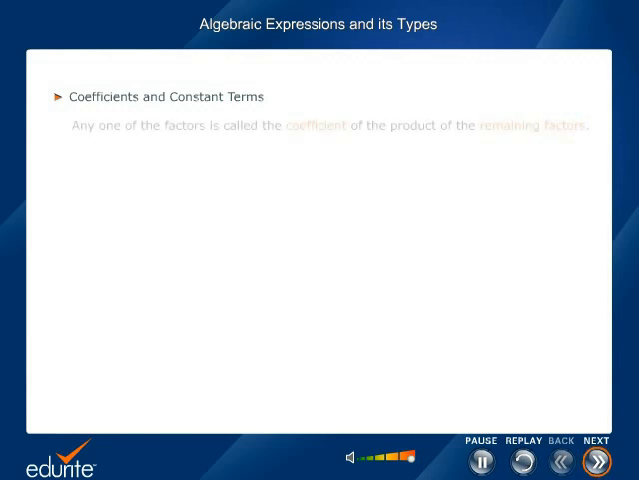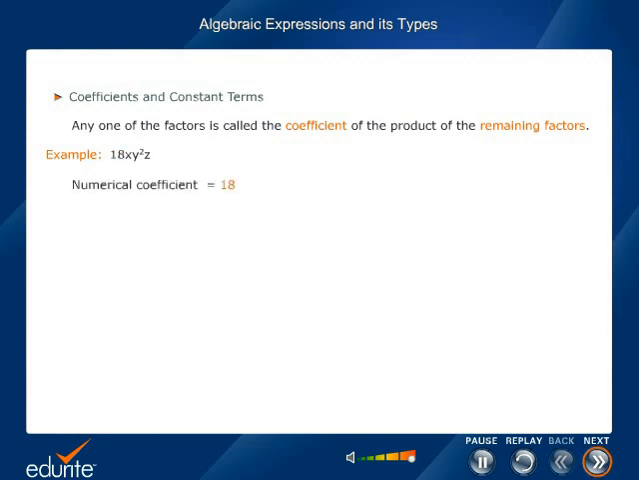Coefficients. Any one of the factors is called the coefficient of the product of the remaining factors. Consider the term 18xy squared z. The numerical coefficient of the term is equal to 18. The literal coefficients of the term are x, y square, and z.